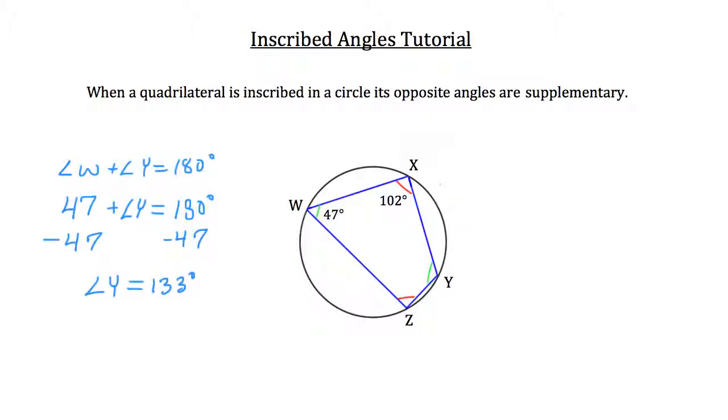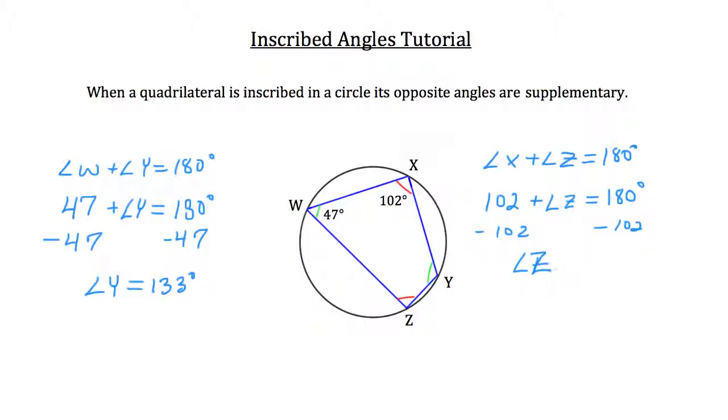And we can do the same thing for Z. Angle X plus angle Z must add up to 180 degrees because they're supplementary. And we know that angle X is 102 degrees. So we can subtract 102 from both sides of the equation, and what we get is angle Z is equal to 78 degrees. Now remember, this is true for all quadrilaterals that are inscribed in a circle. Their opposite angles will always be supplementary.